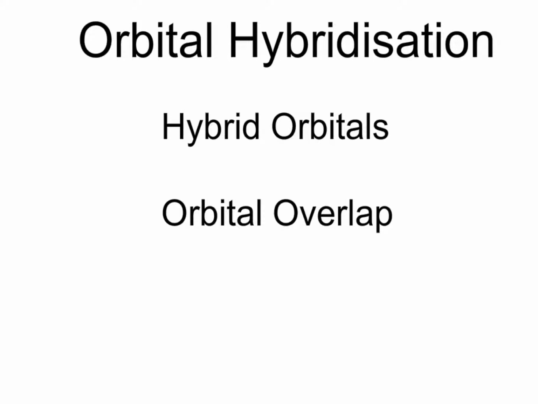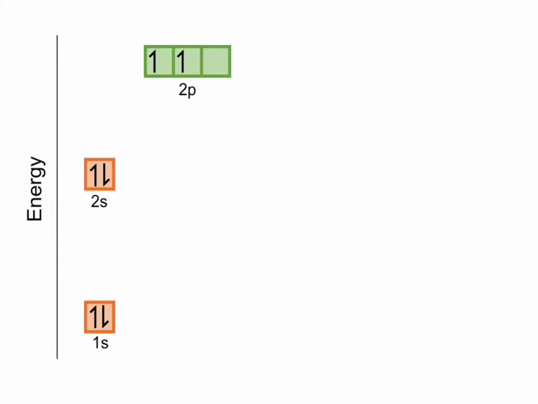This video will be about hybrid orbitals, orbital overlap, and sigma and pi bonds. As an unbound atom, carbon has 2 electrons in 1s, 2 electrons in 2s, and 2 electrons in 2p. However, carbon rarely exists as a single atom and is usually found with its valence electrons, the electrons in the outer shell, bonded to other atoms.